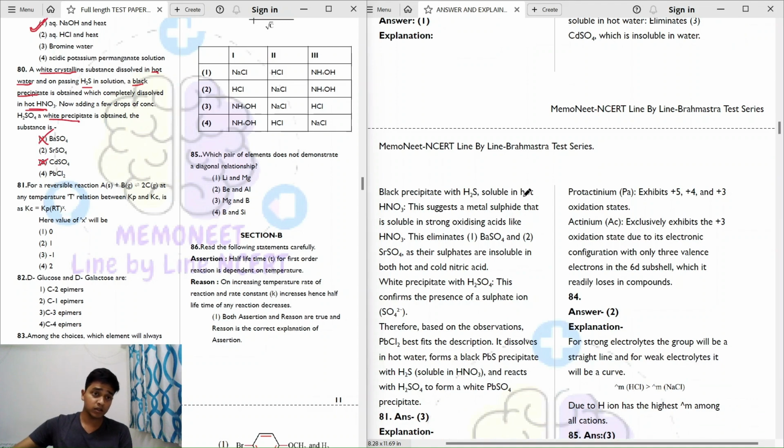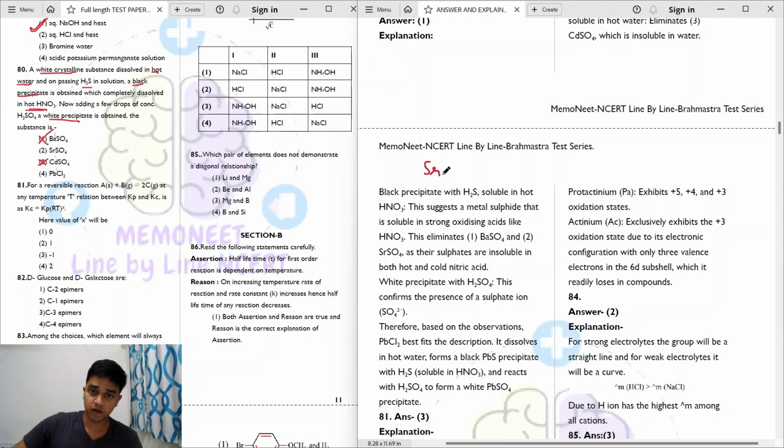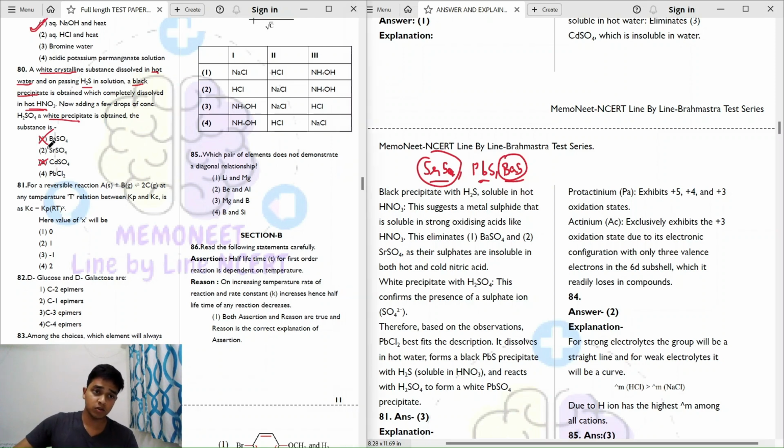When we pass H2S gas, sulfide is formed. So we'll have SrS, PbS, or barium sulfide. The sulfides of strontium as well as barium are not soluble in either hot or cold HNO3, so we can also cancel out strontium. We get the correct answer as lead chloride, PbCl2. If we have to confirm it, we are passing H2S gas and a black precipitate is formed, and we know that lead sulfide is a black precipitate.